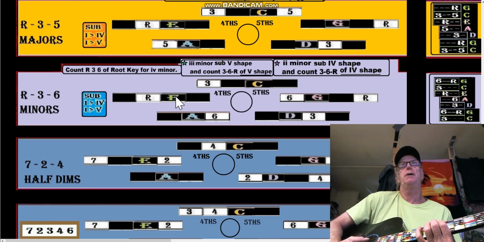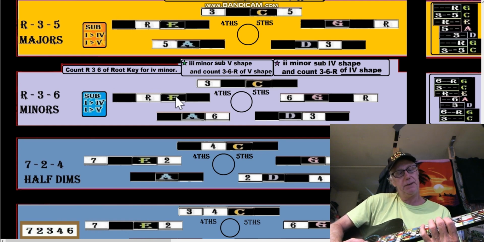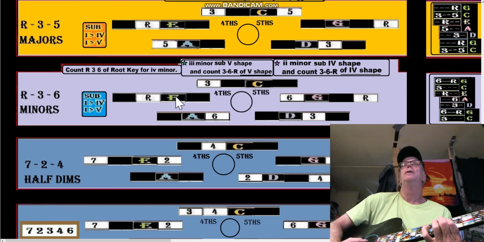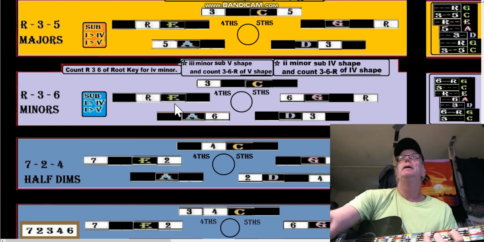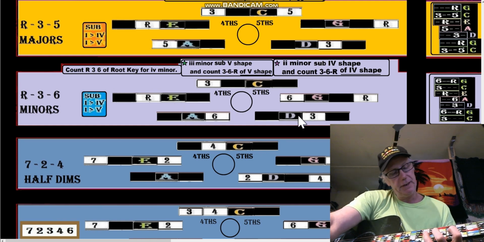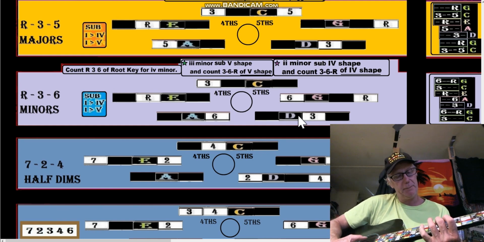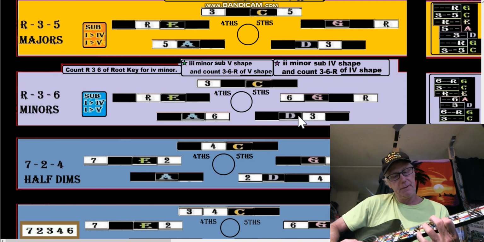Root is G now. We go to the 3 on the C shape. Go to 6th, root on the G shape. Like that. And these are kind of like the unknown chords, the bottom of the D minor cage shape.